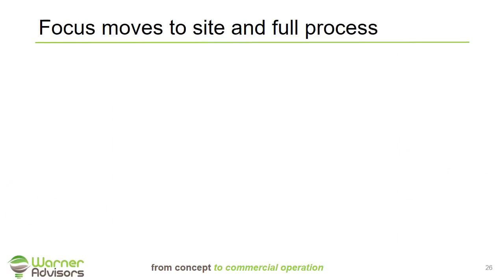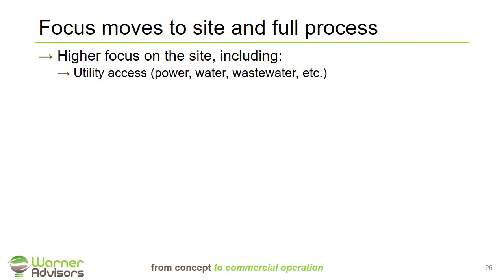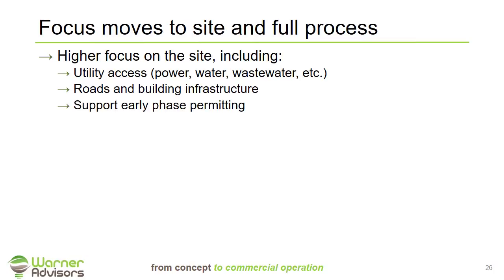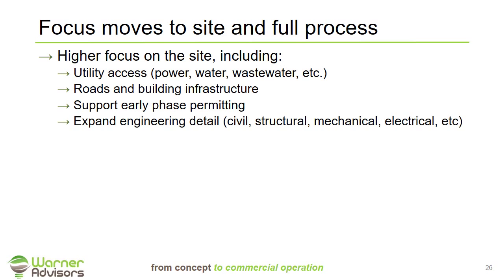So let's discuss the focus of FEL3, moving to the site and the full process evaluation. So as we work through this, we're going to look at items such as utility access, power, water, wastewater, how those are serviced to the site, whether they're adequate, and if not, what we need to do to make them adequate. We're going to look at roads and building infrastructure. What do we need for office buildings, laboratory, maintenance buildings? We'll begin early phase permitting for the environmental permits. This will help in determining whether our process is going to need costly emissions controls and other items.